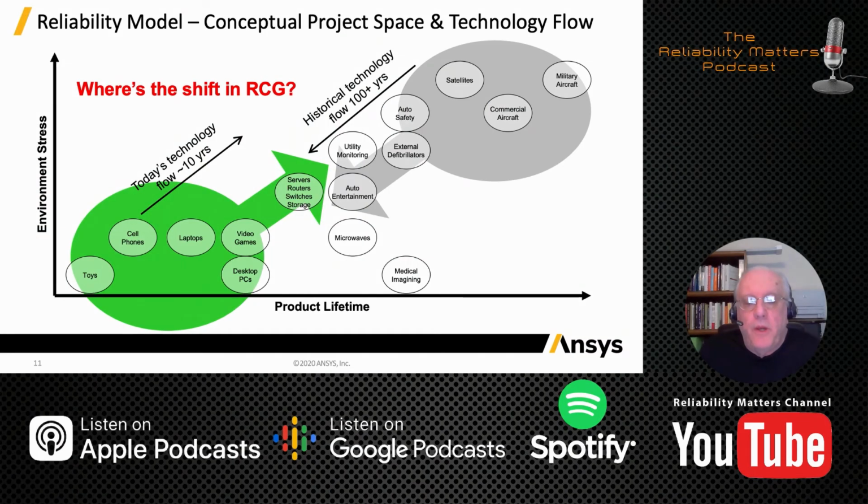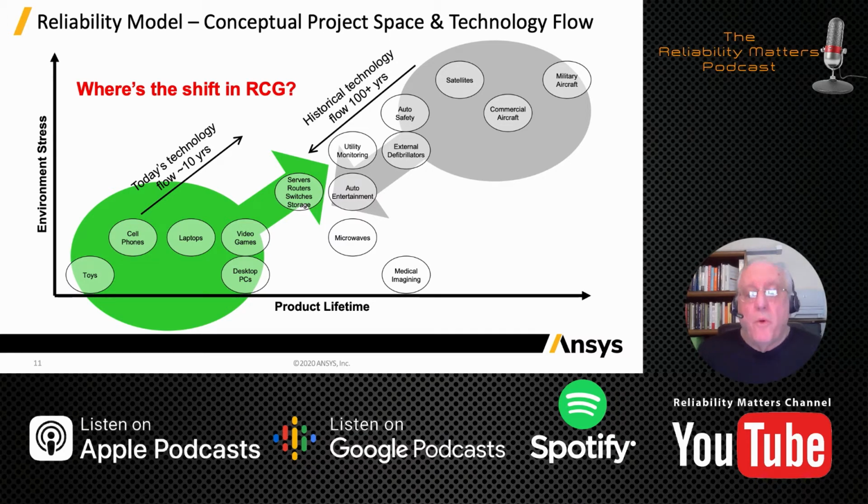So this is a reliability model that I use in almost every presentation that I've given here for the last several years. What we're looking at here in terms of reliability, on the vertical axis are environmental stresses. So this would be shock, drop, vibration, high temperature, low temperature, temperature changes, going up and down, humidity, all of those environmental stresses that cause failures in electronics. And along the horizontal axis, what we're looking at is product lifetime.